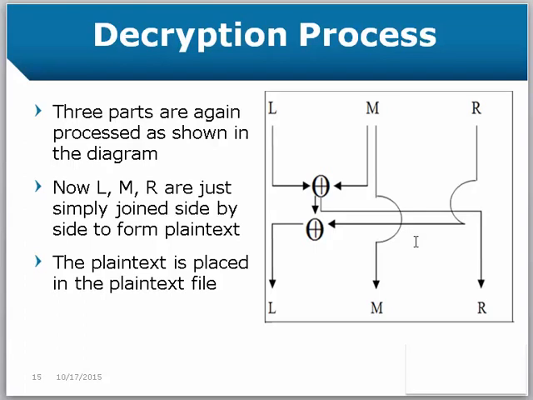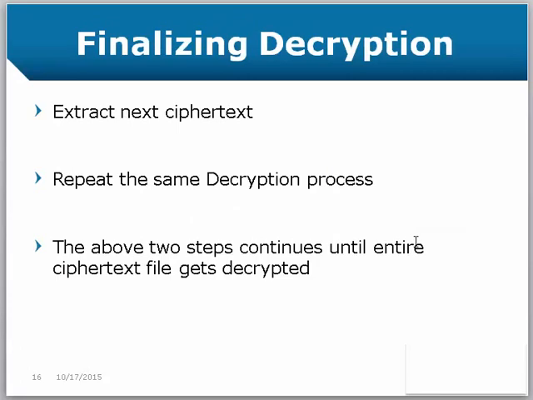Here it is the reverse diagram for the preparation of encryption. L, M and R are simply joined side by side to form the plaintext. This plaintext is placed in the plaintext file. Finalizing decryption is an important step. Here, extract the next ciphertext and repeat the same decryption process. The above 2 steps continue until the entire ciphertext file gets decrypted.